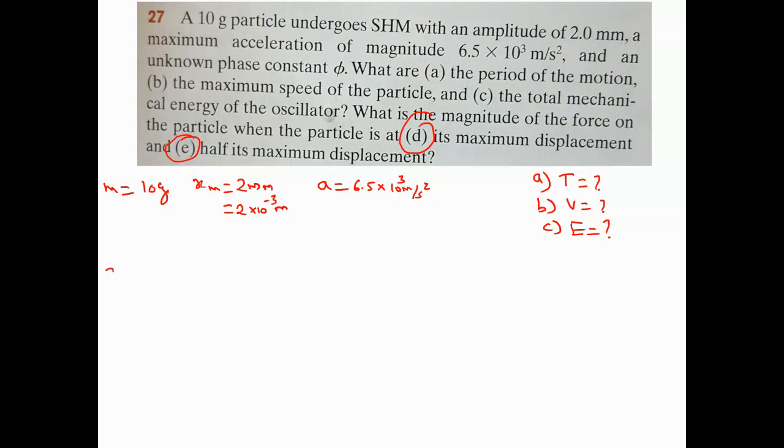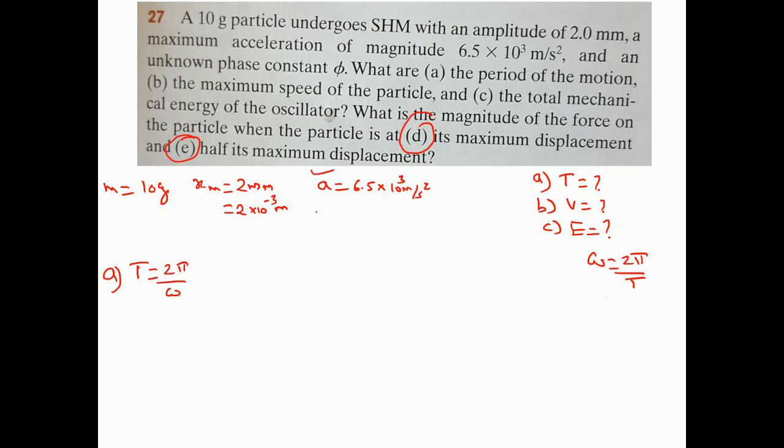We know the formula for time period from omega. Omega is equal to 2 pi over T. Am I right? Yes. So I can take T, which is equal to 2 pi over omega. But is there any information about omega given in the question? No. But acceleration is given. Am I right?